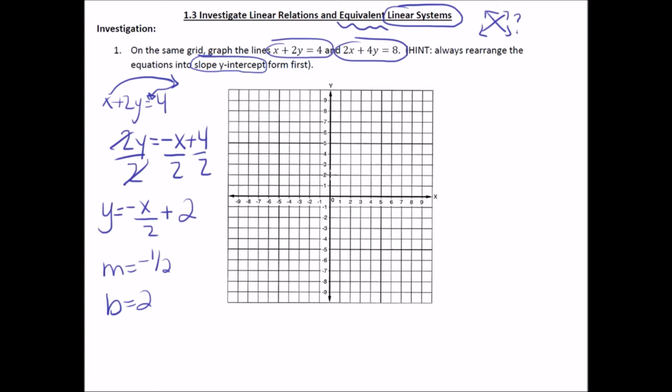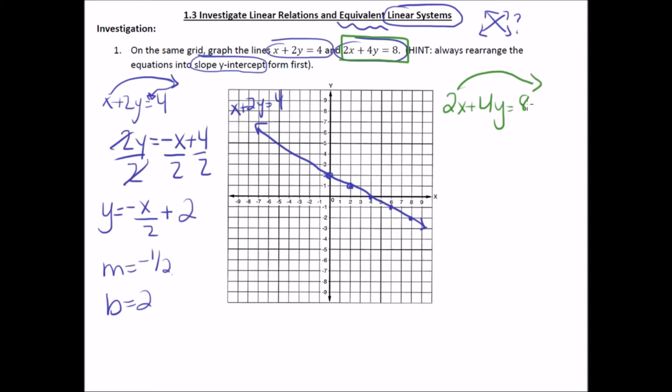The slope is negative 1 over 2, and the y-intercept is 2. So the y-intercept's 2, and we're going to go down 1 over 2, down 1 over 2, down 1 over 2. Okay, now let's connect those. So that's x plus 2y equals 4. Now, the next one: 2x plus 4y equals 8.